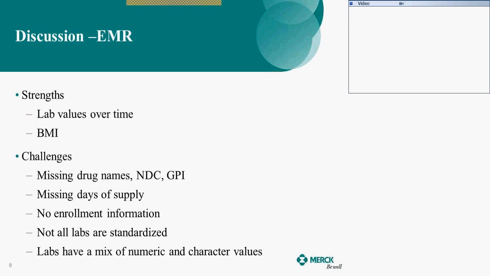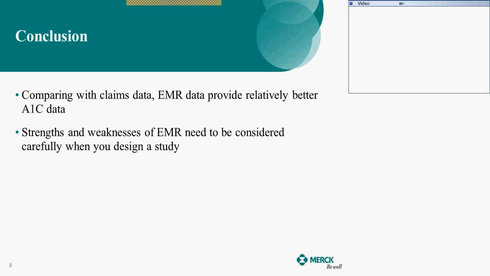For HUDA, all labs are standardized. A1C is very common in research, so they provide this information. But for some rare laboratory tests, they may not have the information. And the lab value, as usual, is a mix of numeric and character values. It may need significant time to clean them up. So in conclusion, compared with claims data, EMR data provide relatively better A1C information, and the weaknesses of EMR need to be considered carefully when designing an additional study.